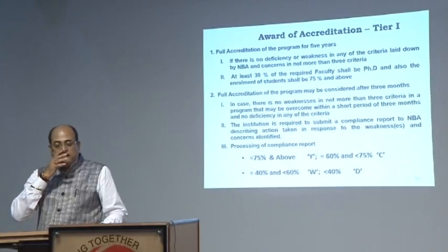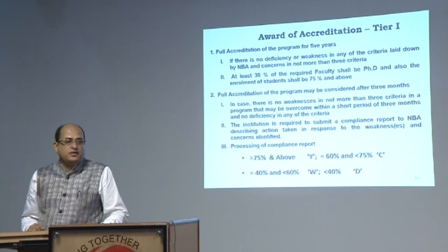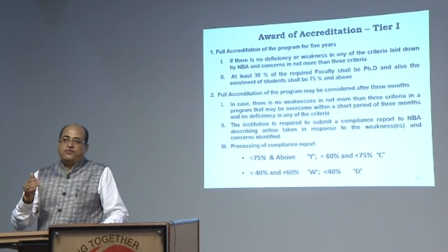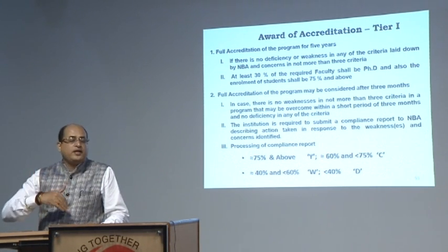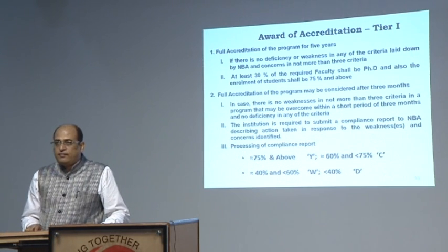For example, there are minor weaknesses kind of thing, where it is also not clear whether it's a concern or a weakness. At the most 3, then if the committee feels that these weaknesses can be overcome by the program in 3 months' time, they can also be considered and given 3 months' time to submit a compliance. Based on the compliance, they can be given 5 years accreditation.